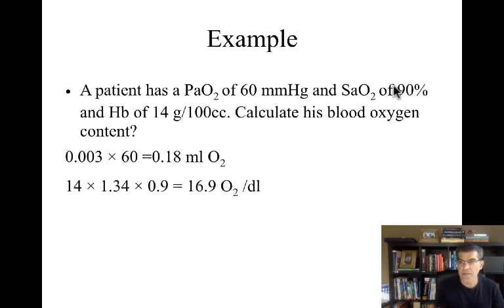Here it says only 90% of the seats are taken, not 100%. So I carry 1.34 ml of oxygen per 1 gram of hemoglobin. Since I have 14 grams, I have to multiply by 14. And since only 90% is occupied, I multiply by 0.9. So this much oxygen can be carried by hemoglobin. And my oxygen content, which is a combination of these two, I have to add them up. The answer would be 17.1 milliliters of oxygen per deciliter.